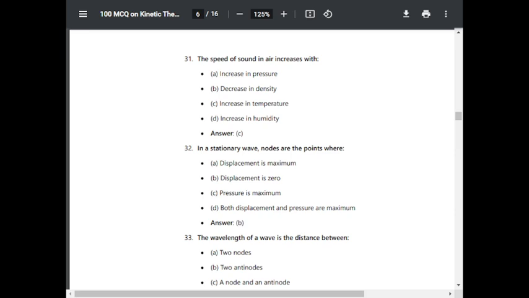Question number 32. In a stationary wave, the nodes are the points where: option A, displacement is maximum; option B, displacement is 0; option C, pressure is maximum; option D, both displacement and pressure are maximum. The correct answer is B, displacement is 0. In a stationary wave, nodes are the points where displacement is 0.